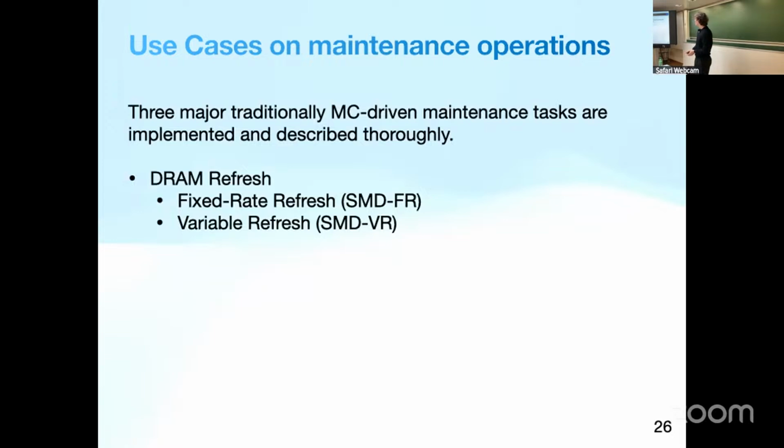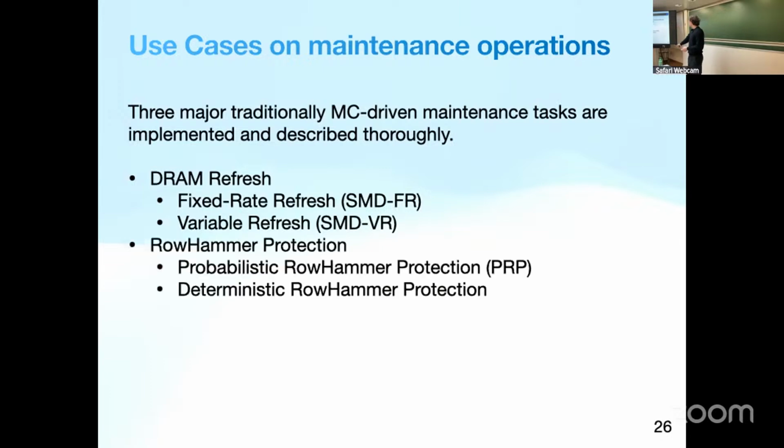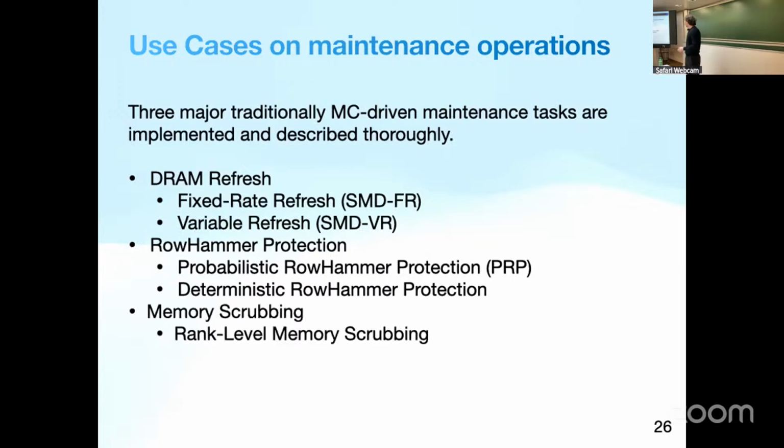Now there are three memory controller driven maintenance tasks that are implemented and described thoroughly. First, we have DRAM refresh. There is fixed rate refresh and variable refresh. However, I will just talk about fixed rate refresh. Then we have RowHammer protection. There we have probabilistic RowHammer protection, which was tested, and deterministic. However, I will be only talking about deterministic briefly. And we have memory scrubbing, which on rank level just performs ECC, which I'll also briefly talk about.